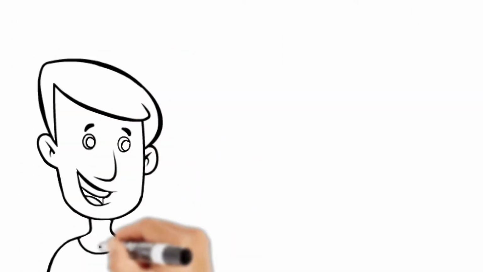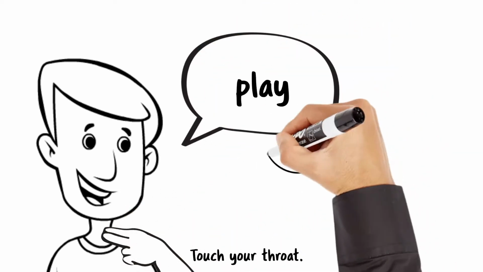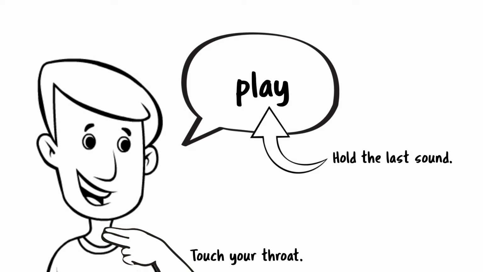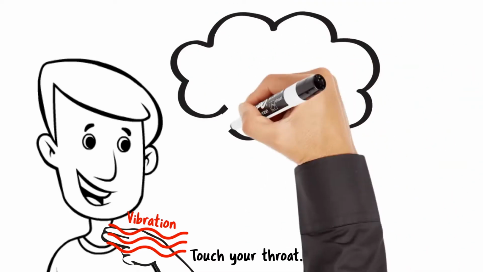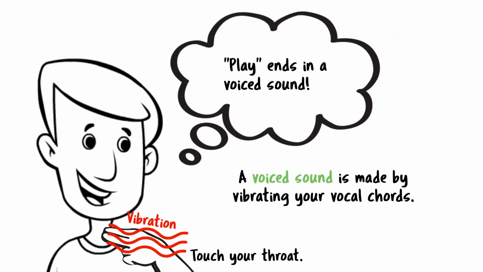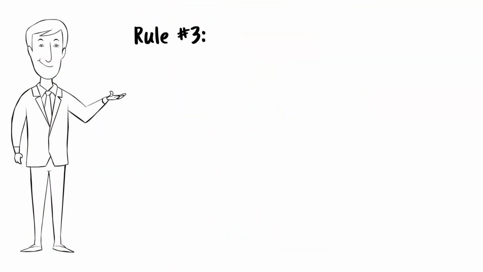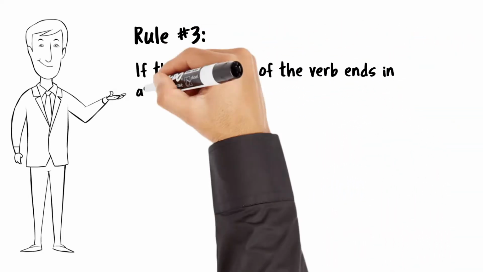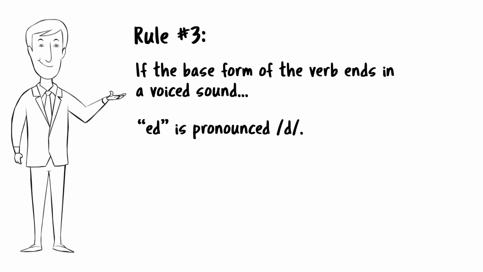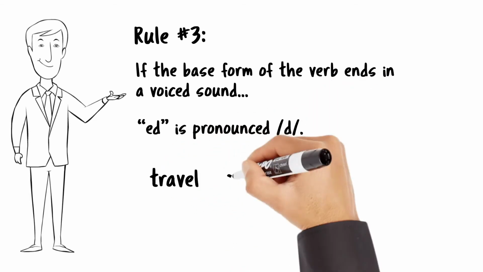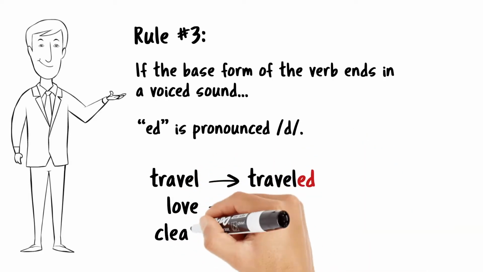The third rule is similar to the second. If you say the verb play and touch your throat as you hold the last sound, a, you should feel the vibration coming from your vocal cords, because play ends in a voiced sound. So, you might be able to figure out the third rule. If the base form of the verb ends in a voiced sound, then ed is pronounced with a d sound, d. So travel becomes traveled, love becomes loved, and clean becomes cleaned.